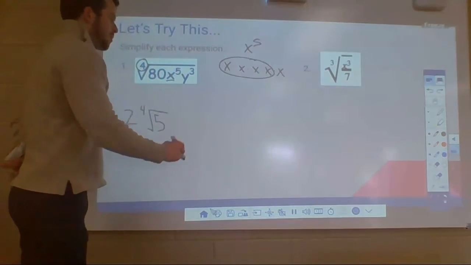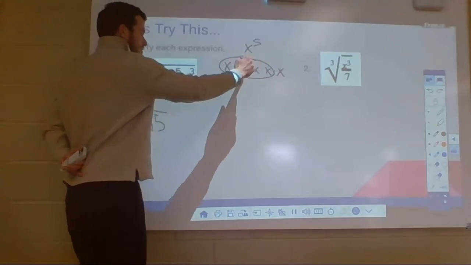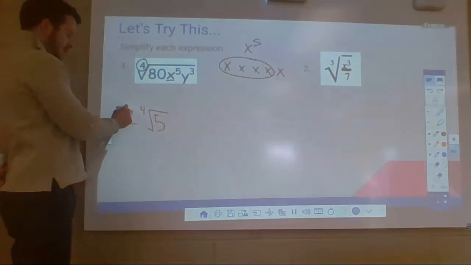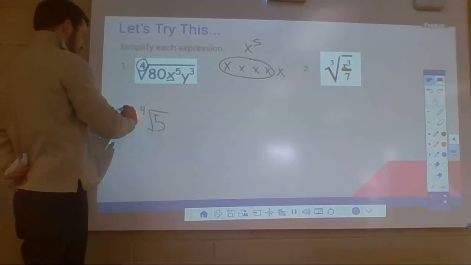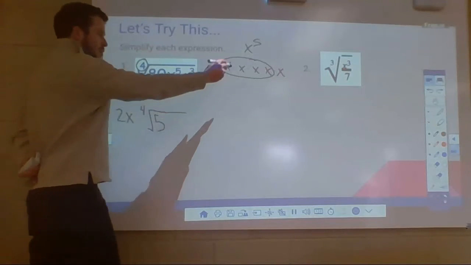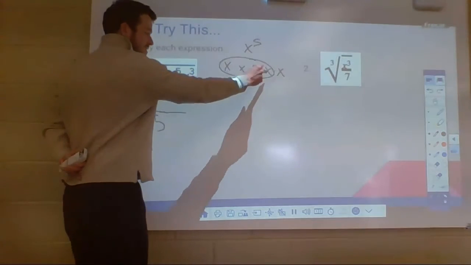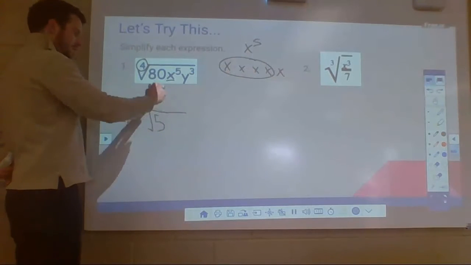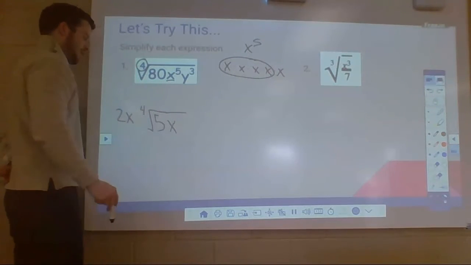So I'm going to take that, I'm going to use this group of 4 x's, and I'm going to put it out here with the 2. Remember there were 4 2's and I just wrote the 2 once? Now there are 4 x's and I'm just going to write the x once. But there's going to be 1 x left out, like I mentioned, right? Well, that x that's left out has to stay under the radical. So we're going to put that right there.